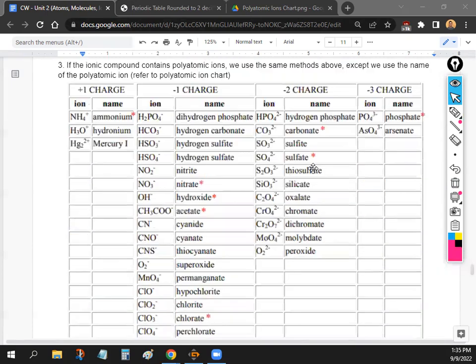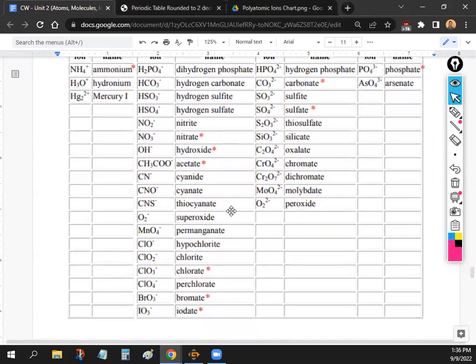So if an ionic compound has a polyatomic ion, I have the chart for you right here. We do the same thing, but instead of changing anything, we just write the name of the polyatomic. We just keep it simple, okay?